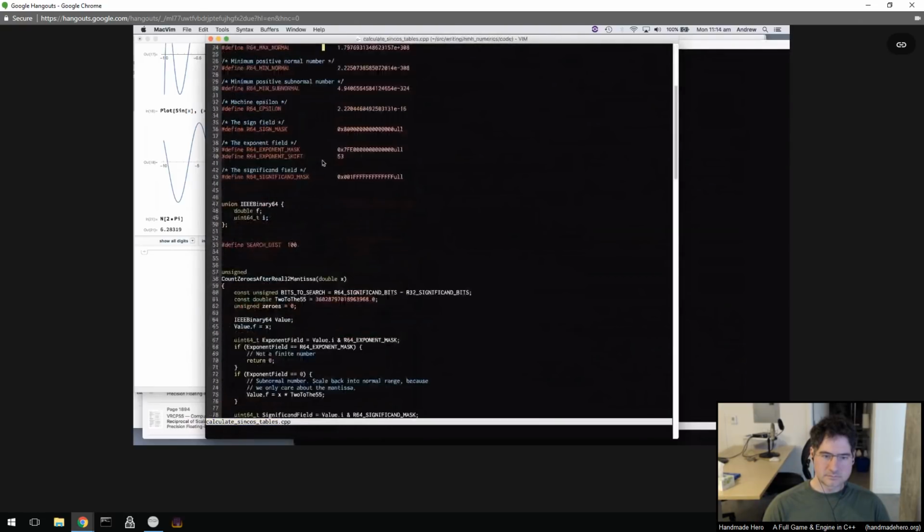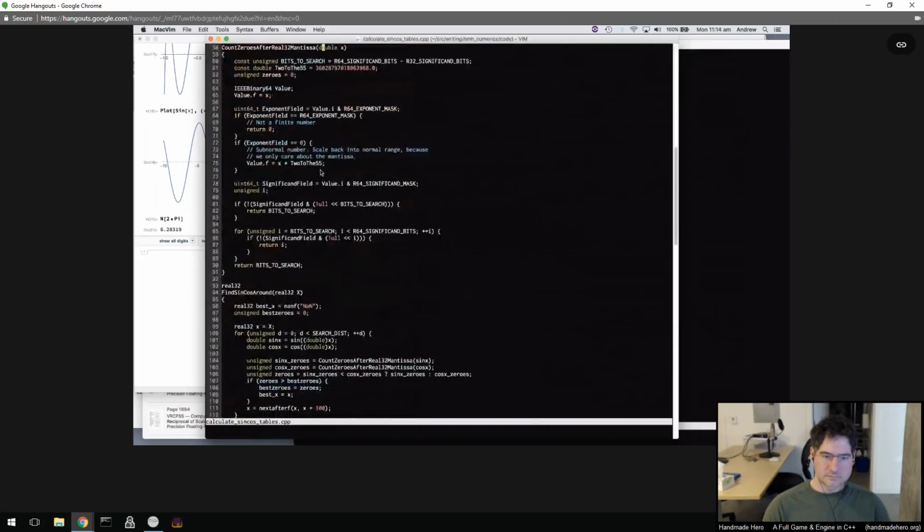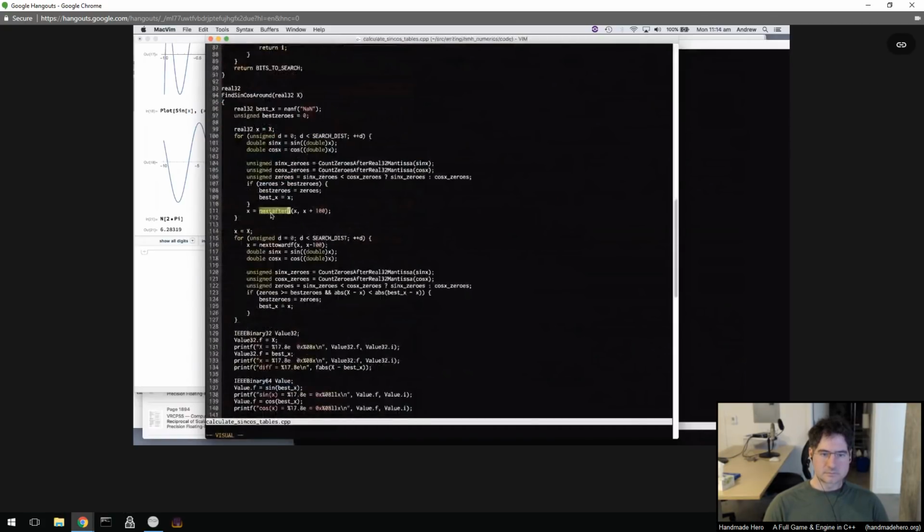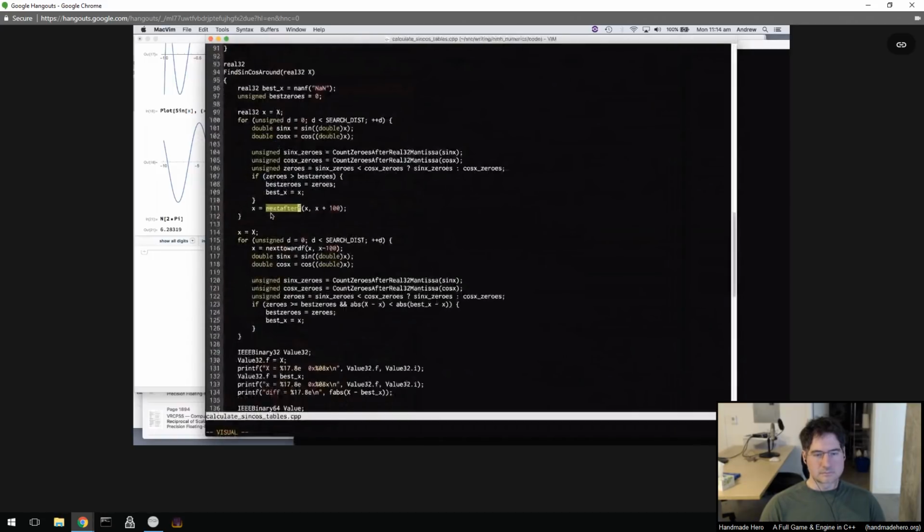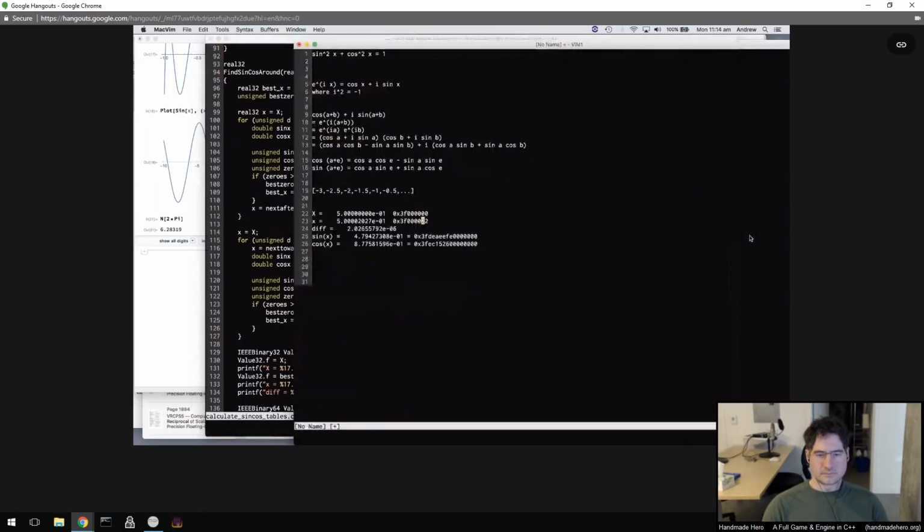There's actually a family of functions. One of them is nextafter, and the other one is nexttoward. What is nextafter(x, x + 100)? This gives you the next floating point number after x in the direction of x plus 100. Using this technique, we can search adjacent floating point numbers.